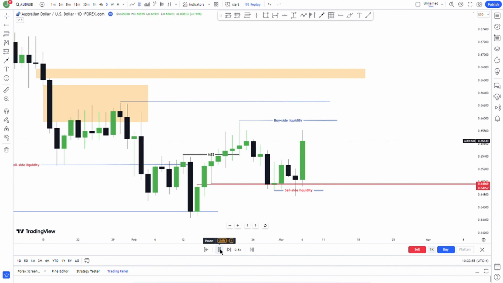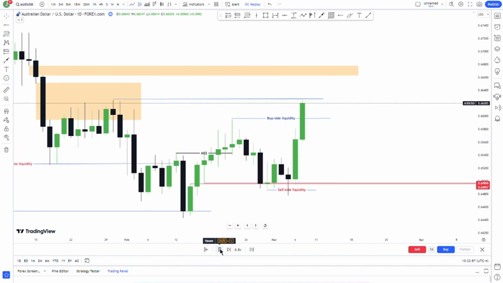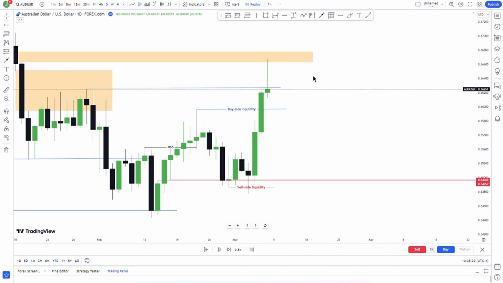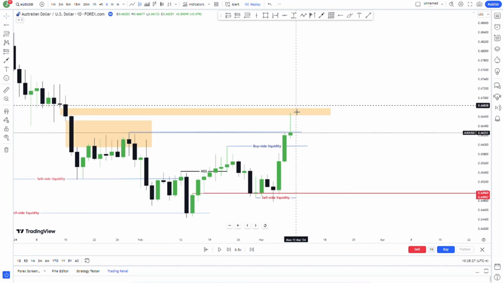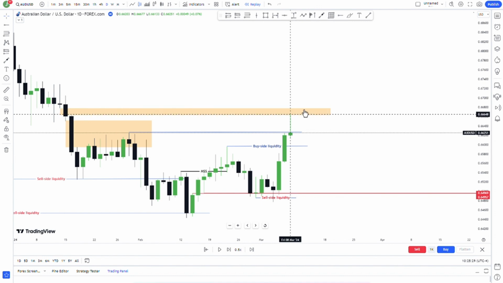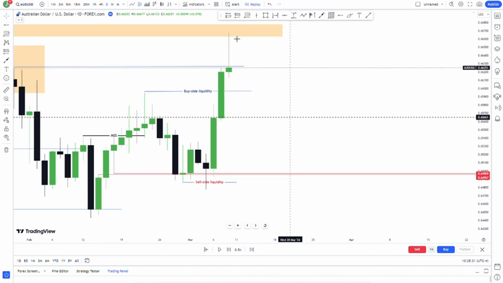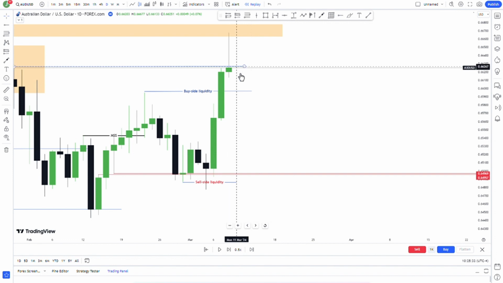The market shot to the upside, right? As you can see, shot to the upside. Now over here we can see that the market has traded into our fair value gap and it rejected from it, right? So what we want to see from here is whether or not the market would then sell, right? So this will be a Friday.